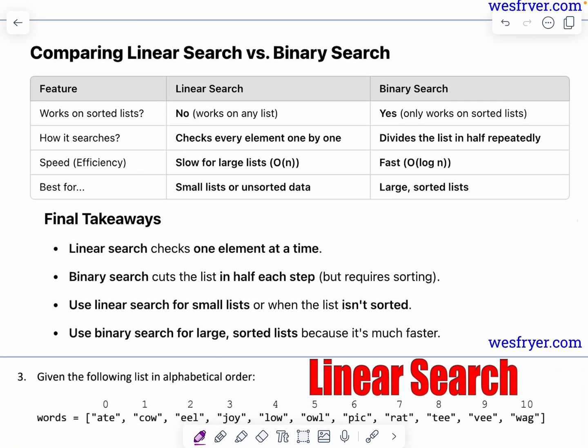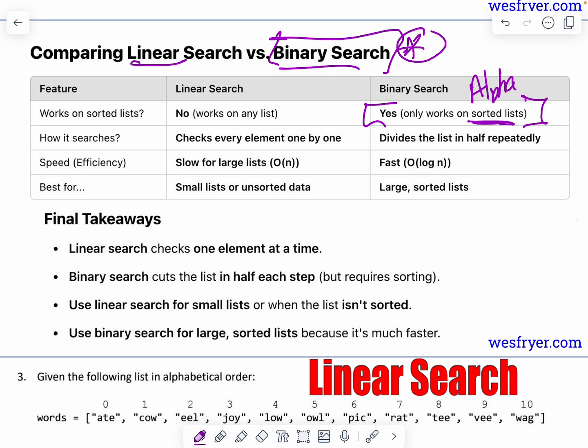So when you're thinking about linear versus binary search, binary is going to be more efficient, and you're going to want to use it. However, binary search has got to have a sorted list, and in the case of the example we're going to be doing, it is alphabetized, and because it is alphabetized, we're going to be able to do this divide by 2, and make these comparisons.